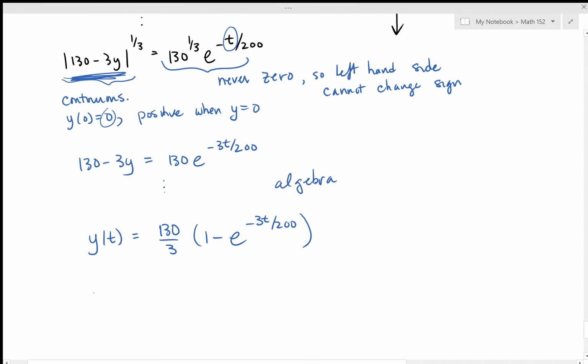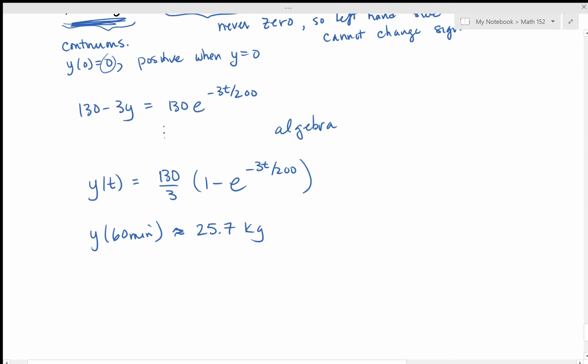And then we had some other question. I think we had a y of 60 minutes. So we can quickly figure out what that is by plugging in 60 for t. Why don't you try that out? You'll get 25.7 kilograms approximately. It's not an exact number.